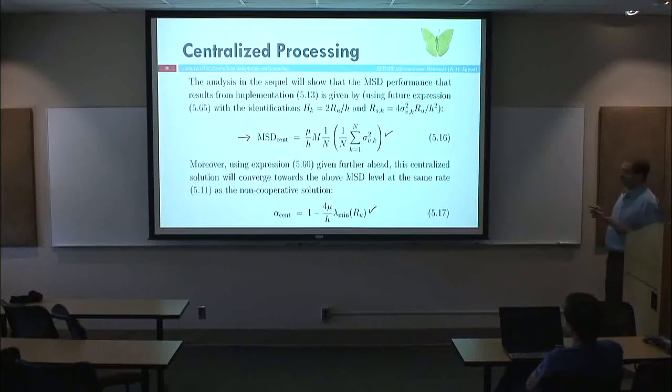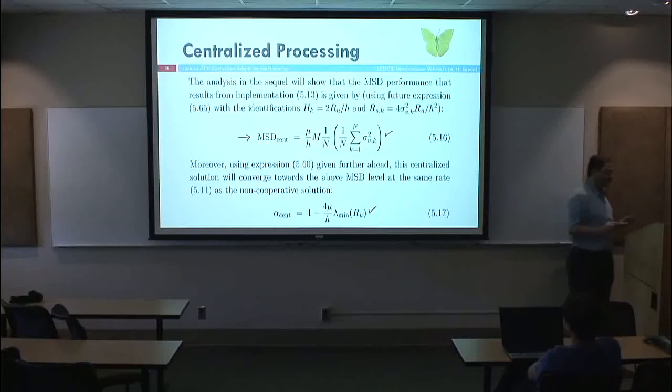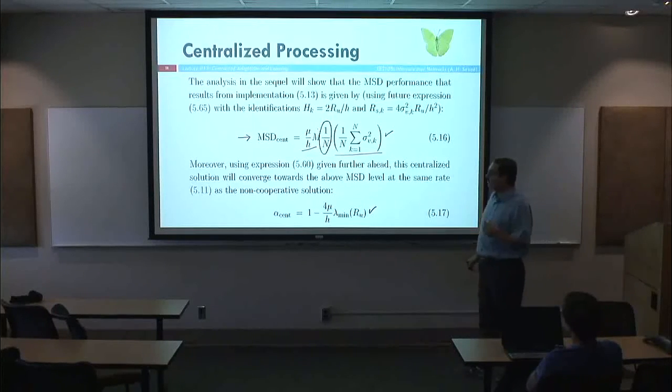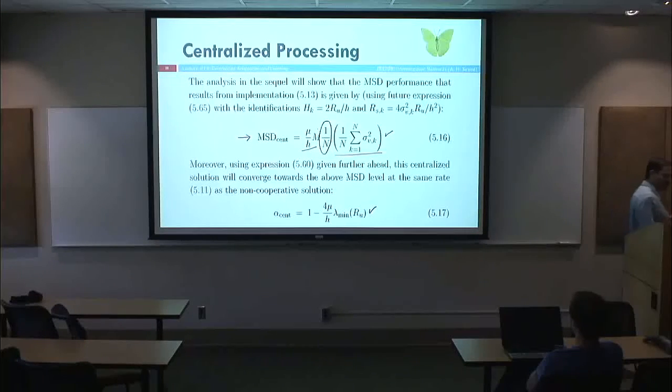So the convergence rate is still the same, but what about the MSD? If you compare this expression with what we had before, in the non-cooperative case, when I average the performance across the agents, I had mu over h times m, and I had the average noise power, but I did not have this factor here. I did not have the 1 over n factor. So you see that the centralized solution improves the MSD by a factor of n, right? Depending on the size of n, this can be a significant improvement. This is over the average performance.